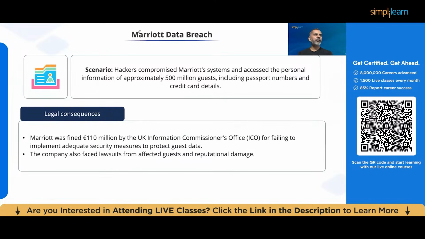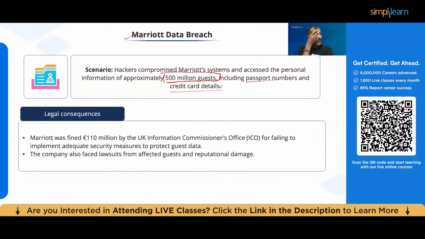The second one is Marriott. So we all know about the Marriott Hotel series, guys. This was not intended, but some hacker compromised the Marriott system and accessed the personal information of approximately 5 million guests, including their passport numbers, credit card details, and all these things. So this is like the biggest personal data breach, I would say.